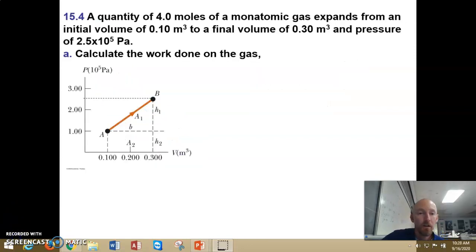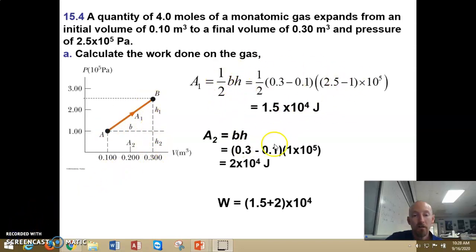Practice problem. Can you calculate the work done on the gas? The work done is going to be the area under the curve. So you have a little rectangle and a triangle. Can you do it? Area of the triangle, area of the rectangle, I can add them up and I get my work. Now here's a question. Is that work negative or positive? This is negative work. This is work done on the gas. Best way to tell is that my volume gets larger.